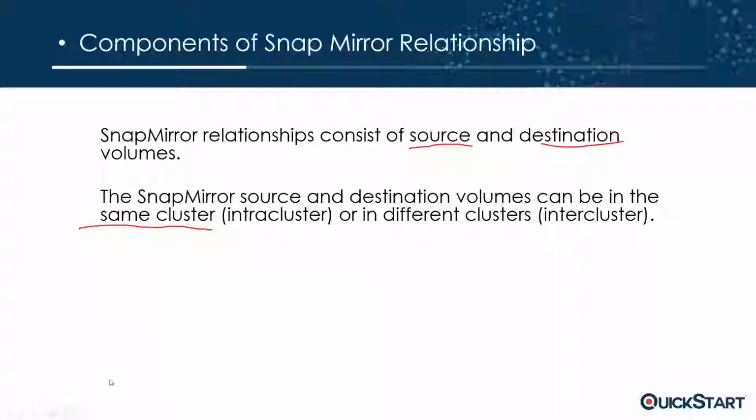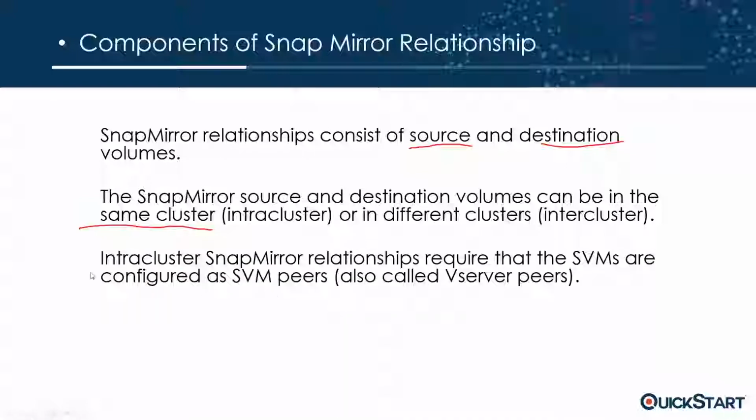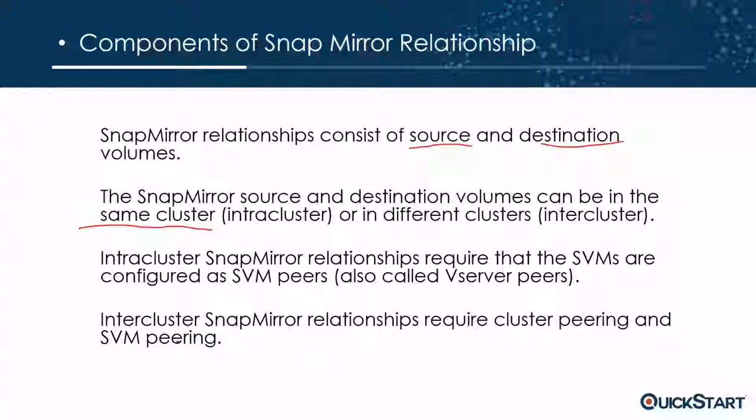So that's what we are talking about here: SnapMirror source and destination volume can be in the same cluster, which will be intra, or different, inter. If you're doing intra, you just need SVM peering and you're good to go. Whereas if you're doing inter, then you will have to do cluster peering as well. So we'll talk more about it. Intercluster mirroring would require you to do both.